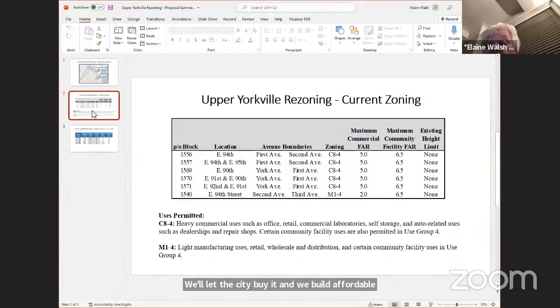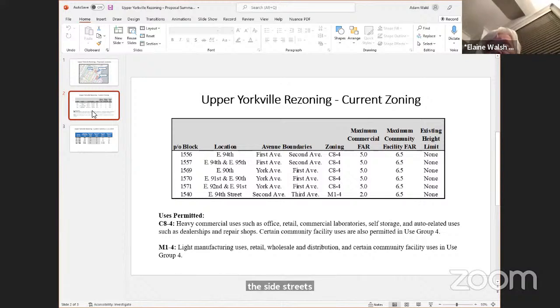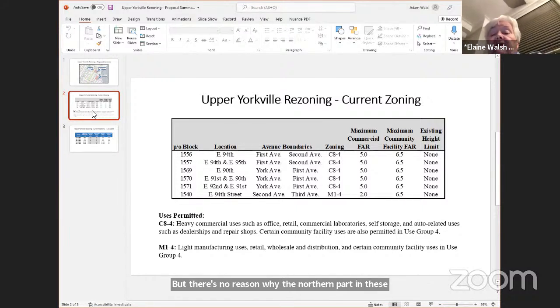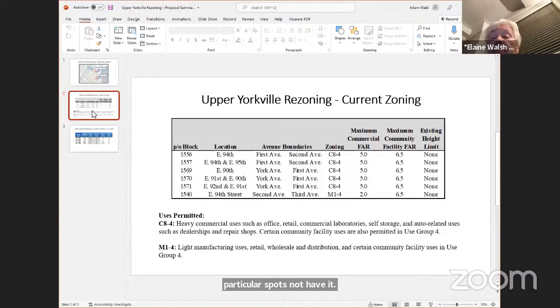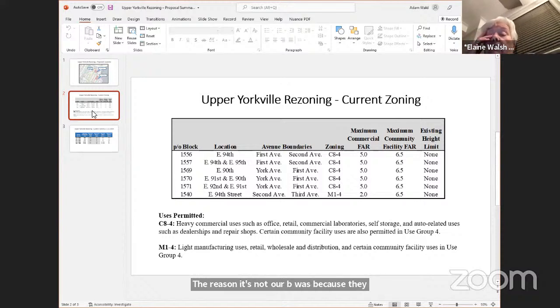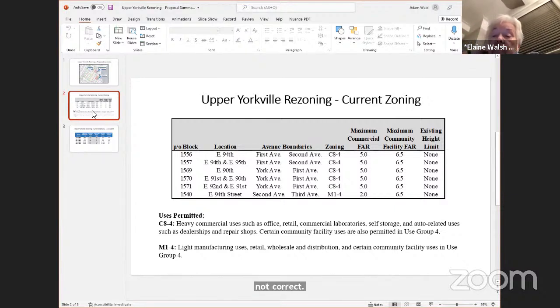I have real concerns about this, especially since ideally what I would like to see on the side streets here is to go to R8B. Now, would the owners like to see that? Absolutely not. But there's no reason why the northern part in these particular spots not have it. The reason it's not R8B was because there had already been tall buildings on the avenue, and contextually it was not correct.